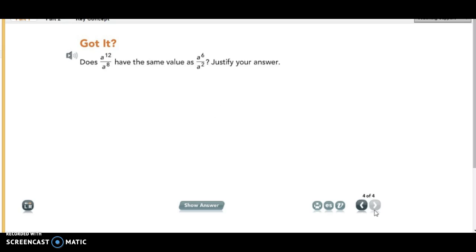Does a to the 12th divided by a to the 8th have the same value as a to the 6th divided by a squared? And they want us to justify our answer. So we know we're going to take a, and we're going to do 12 minus 8, which is a to the 4th. And we have a to the 6th minus 2, and so we have a to the 4th. So yes, in fact, they do equal each other.